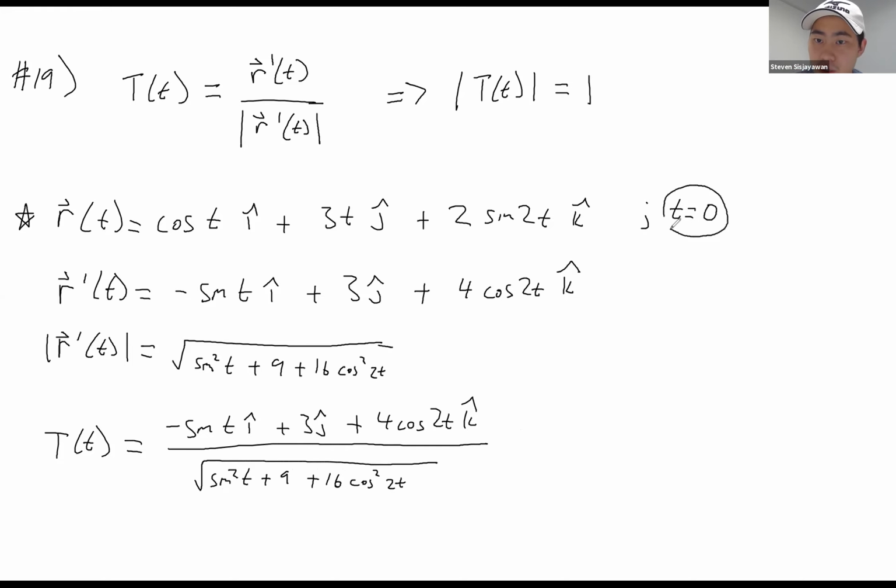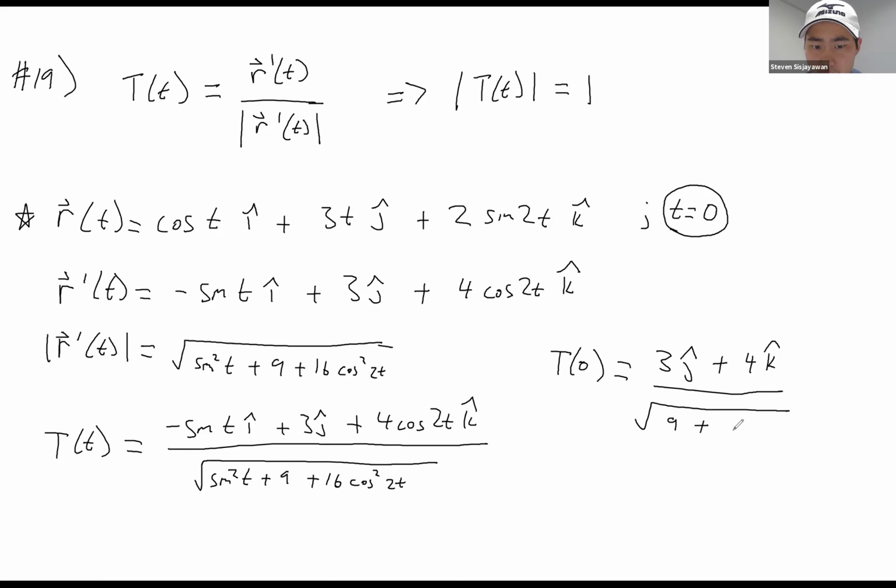All right. Then it tells us we're trying to find the unit tangent vector at time t equals 0. So let's plug that in. For T of 0, the first term becomes 0, so there's nothing in the x component. The 3 stays as is, and then it's a 4 for the z component. That's all over, again the sine term becomes 0, a 9 plus a 16. If you simplify this down, we get 3 j hat plus 4 k hat all over the square root of 25.